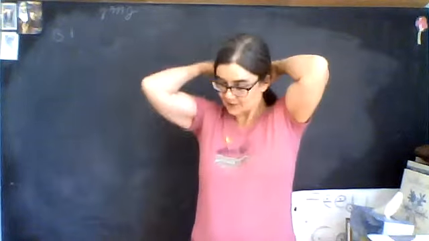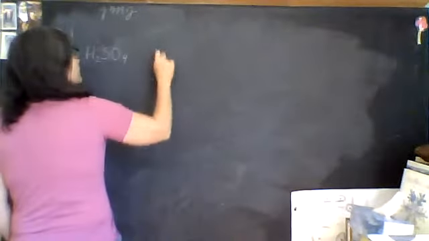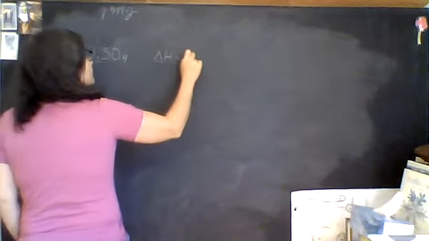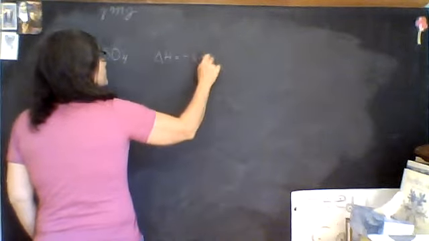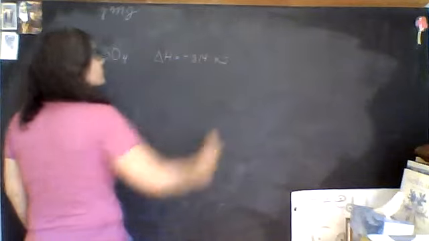Martin, will you please read On Your Own 13.1? Write balanced chemical equations for each of the following processes, being sure to include energy as either a reactant or a product. A: The formation of H2SO4, which has a delta H of negative 814 kilojoules. B: The decomposition.